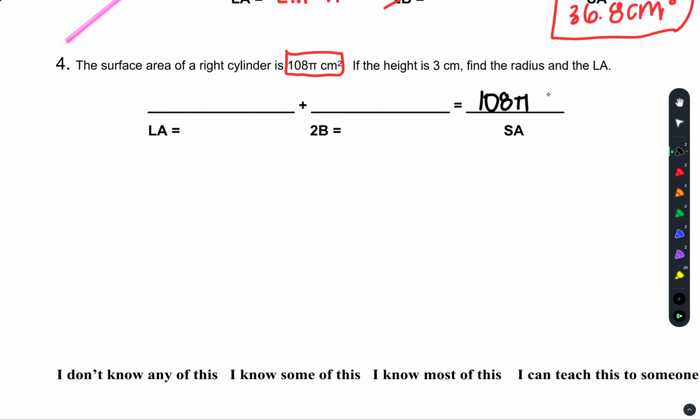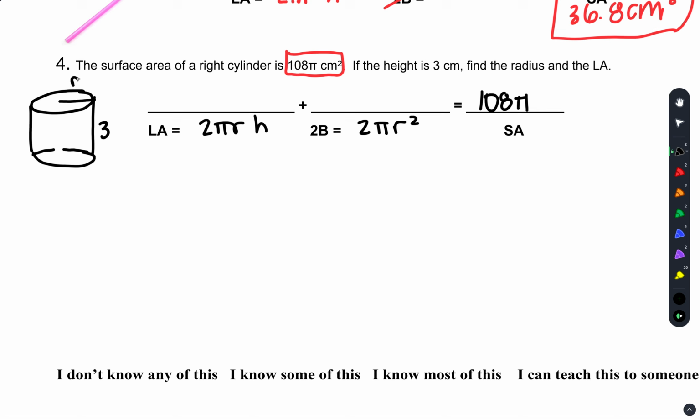My formula is the same. I'm going to write out 2 pi r times h plus 2 pi r squared. And then if I think about my cylinder, which I'm going to draw a little cylinder just for us to use here, the surface area of that cylinder is 108 pi. The height is 3 centimeters. And I don't know the radius. So I'm going to leave that as an R.